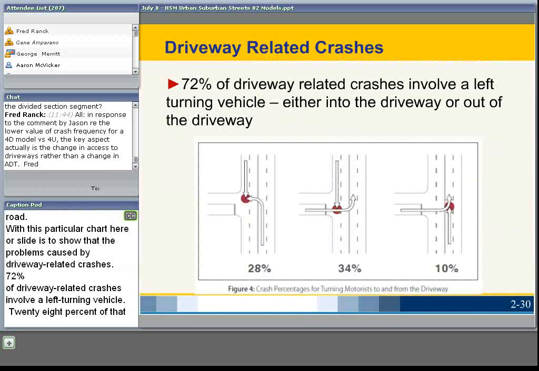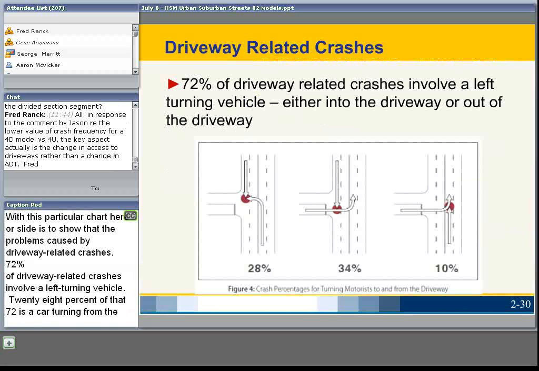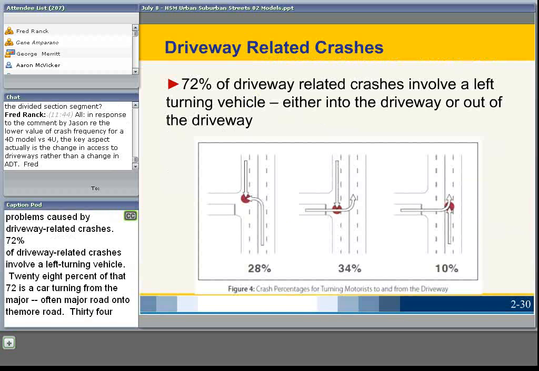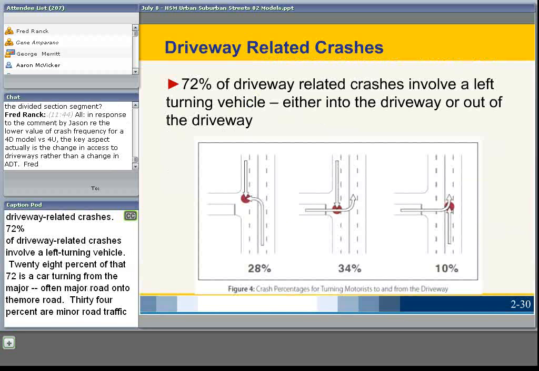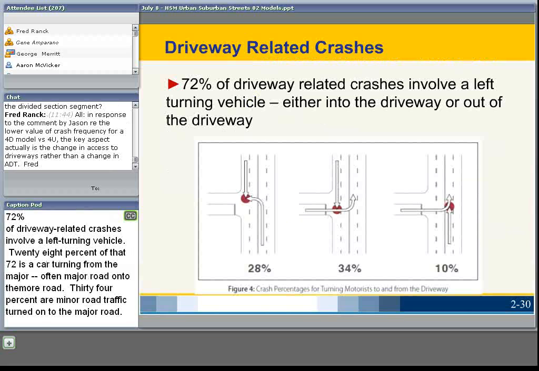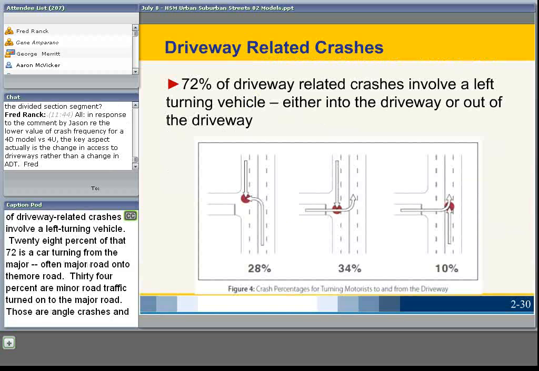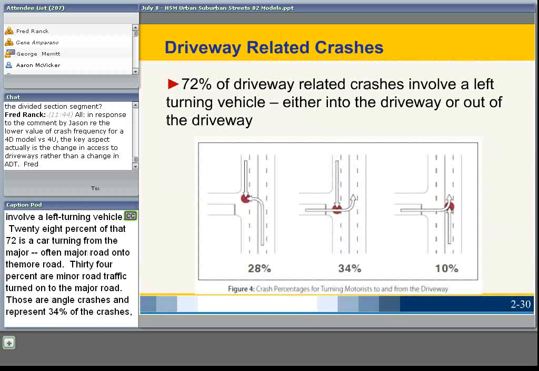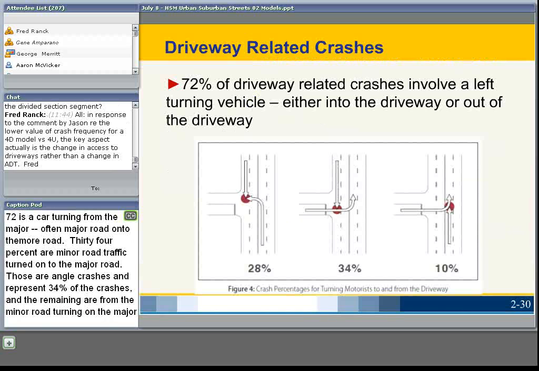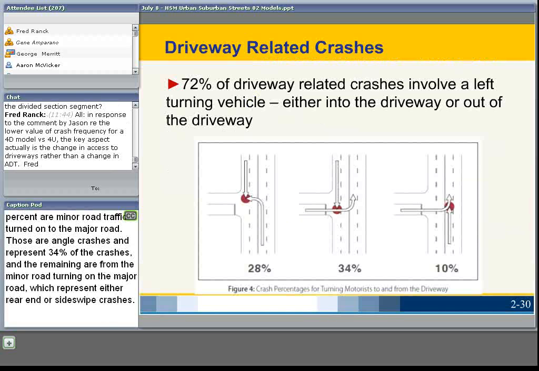Our next and final safety performance function that we're going to present shortly is the one for determining the predicted number of crashes for driveways along an urban and suburban road. But this particular slide is to show the problems caused by driveway-related crashes. 72% of driveway-related crashes involve a left-turning vehicle.